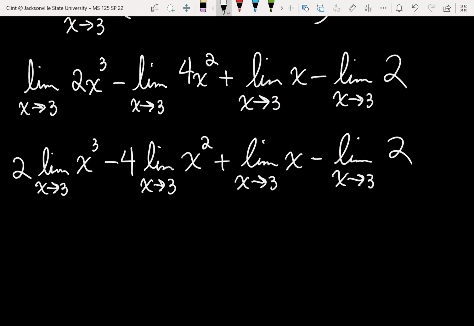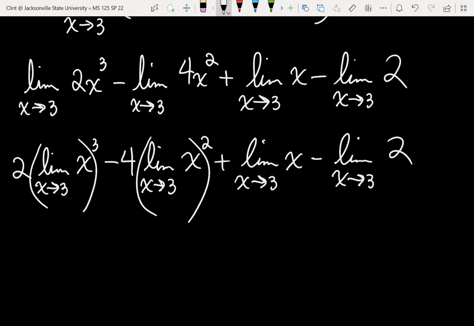We could use our power law. I'll be lazy about writing this one, but we want the limit of x cubed, that's the cube of the limit of x. The limit of x squared, that's the square of the limit of x. So now what we've done, we've broken all these down into our basic building blocks. We've got x, x, x, and a constant. Those are the two that we can use as our building blocks.